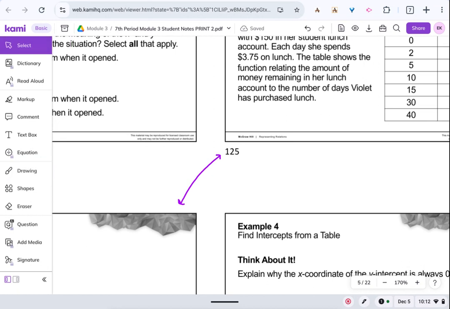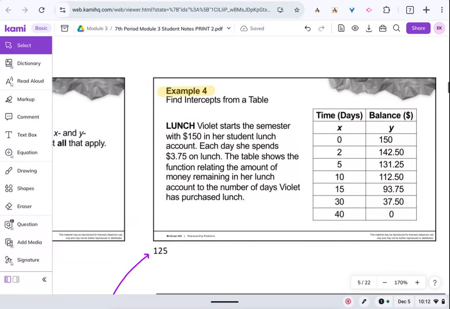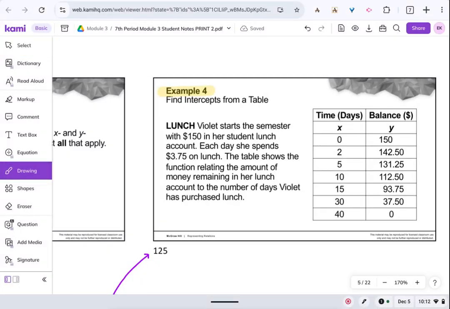In slide 125, I'm just going to read through our problem here and kind of talk about what's happening on the table. So Violet starts the semester with $150 in her student lunch account. Each day she spends $3.75 on lunch. The table shows the function relating the amount of money remaining in her lunch account to the number of days Violet has purchased lunch. Okay, so a couple things I want to make note of here.